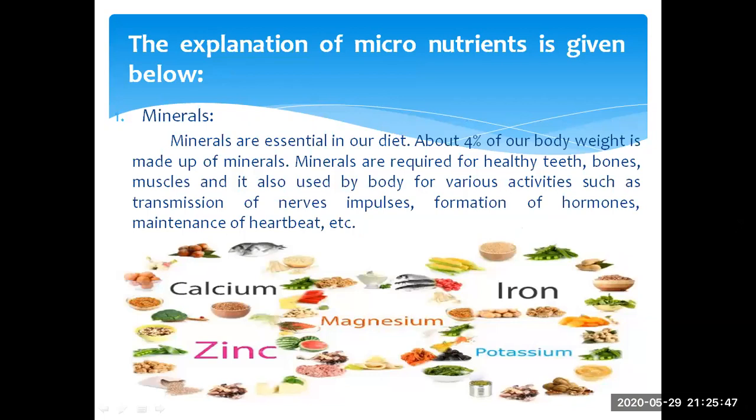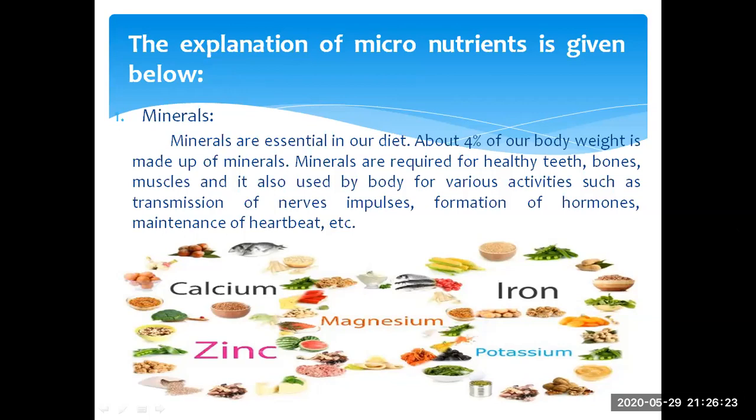Now, the next topic is the explanation of the micronutrients. The first one is minerals. Minerals are essential in our diet. About 4% of our body weight is made up of minerals. Minerals are required for healthy teeth, bones, and muscles, and the body also uses them for various activities such as transmission of nerve impulses, formation of hormones, and maintenance of the heartbeat.